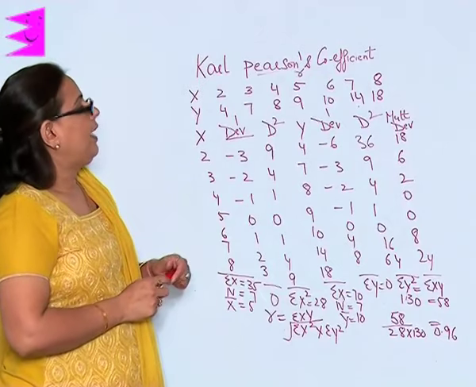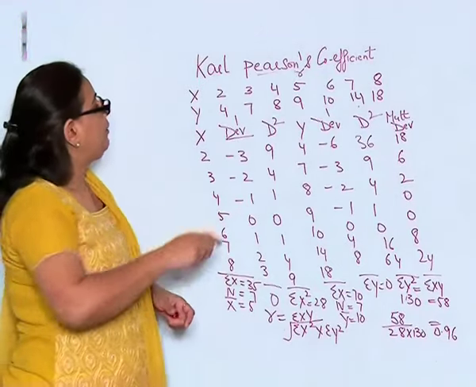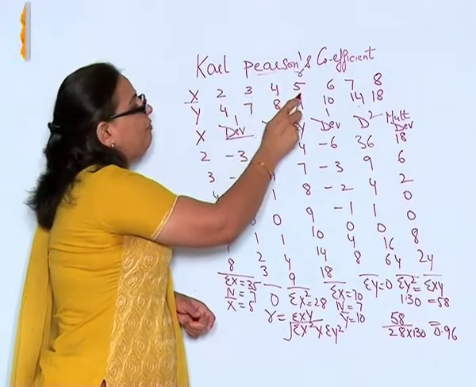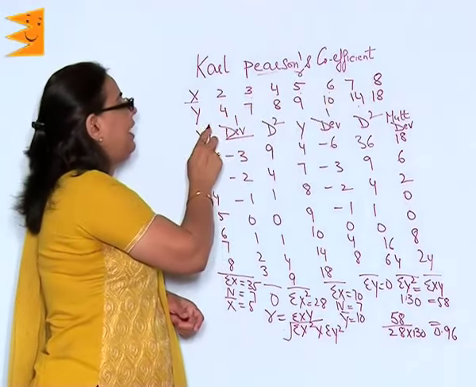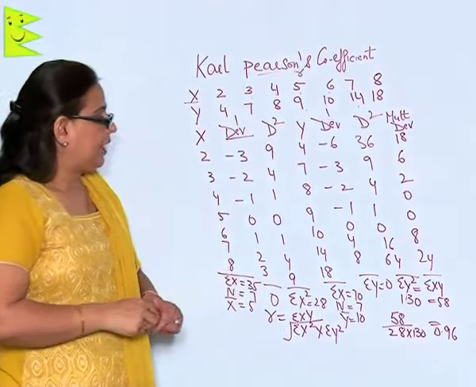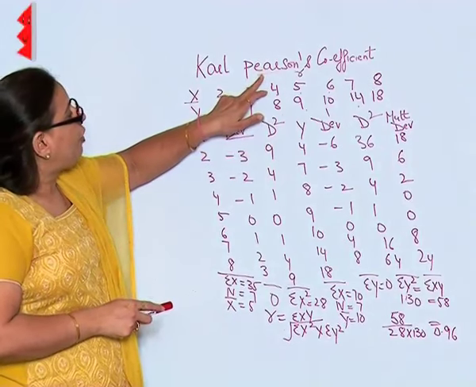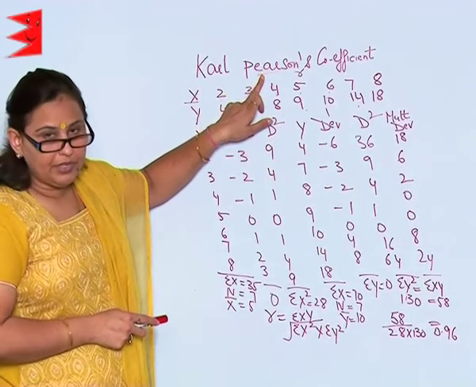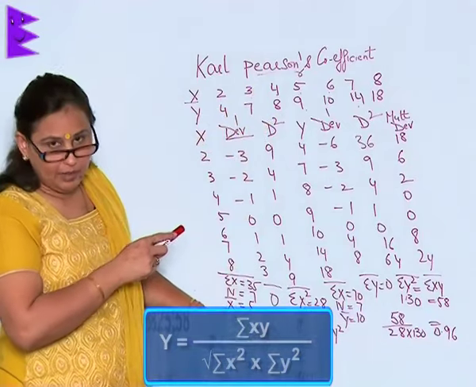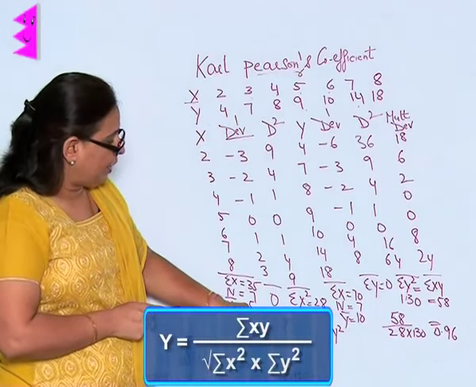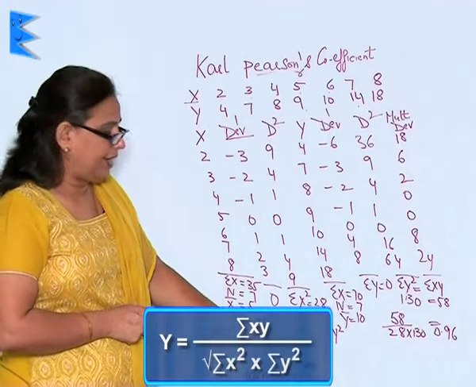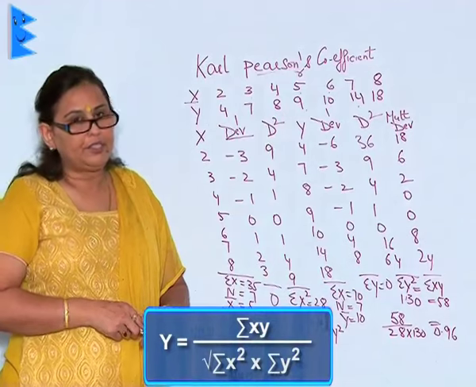And now I am going to take up a sum, in which x is equal to 2, 3, 4, 5, 6, 7 and 8, and y is 4, 7, 8, 9, 10, 14 and 18. Now, the formula that we have for Karl Pearson's coefficient is r equal to sigma xy upon the square root of sigma x square into sigma y square.